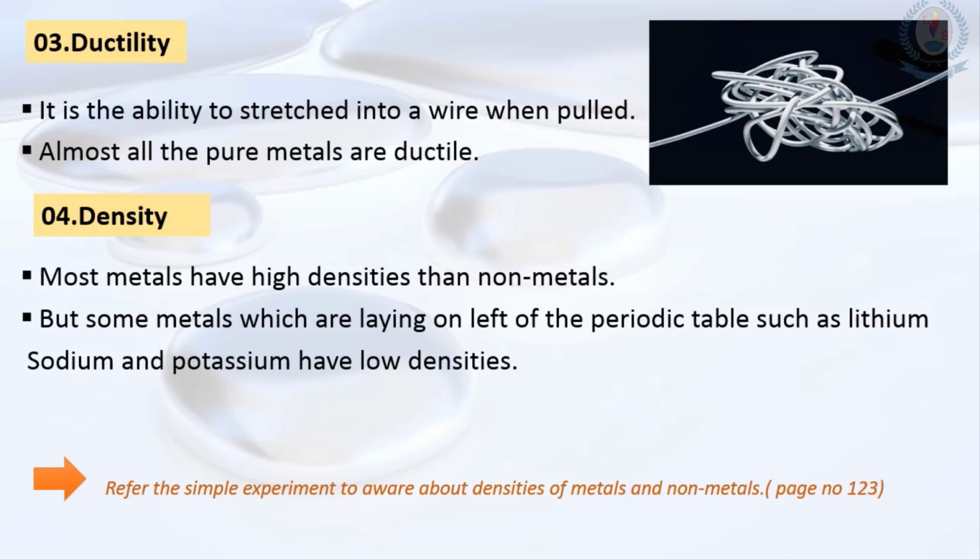That is the exception. I mean the exceptions are lithium, sodium, potassium, and there is one metal called mercury. Other metals are high density metals. Normally lithium, sodium and potassium have low densities. We can cut them with a knife also. They are much softer than the other metals. You can refer to the simple experiment to learn about the densities of metals and nonmetals on page number 123 for further knowledge.